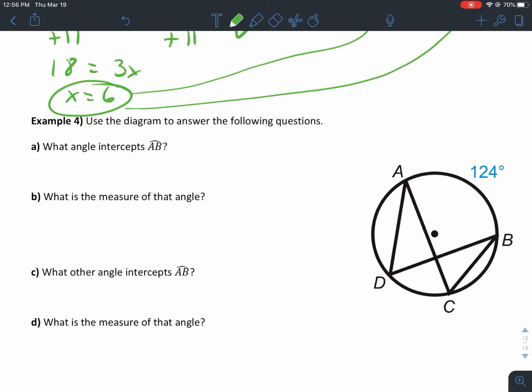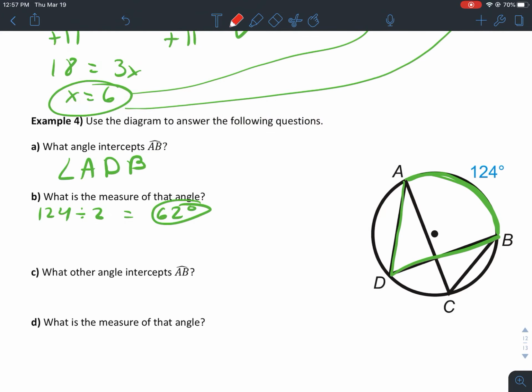So now for example 4. Use the diagram to answer the following questions. What angle intercepts arc AB? So if we're looking at arc AB here, what's an angle that intercepts it? Well, we could say ADB intercepts it. And it says, what's the measure of that angle? Well, if the arc is 124, the inscribed angle that intercepts that arc is going to be half that value. So if you do 124 divided by 2, you get 62 degrees.